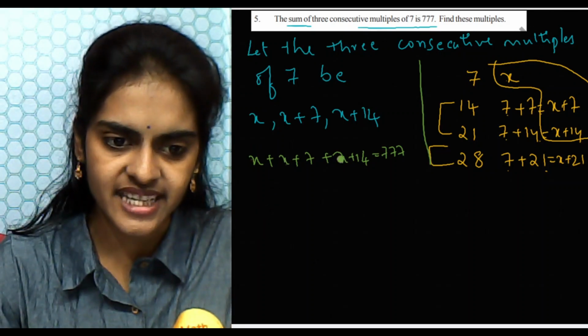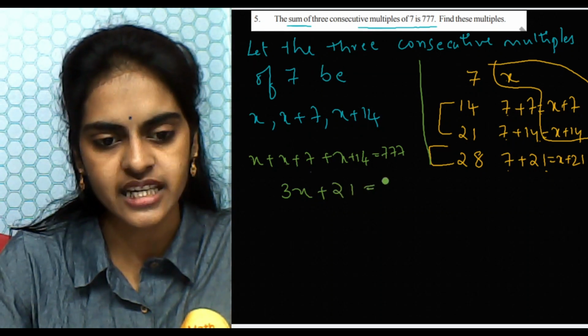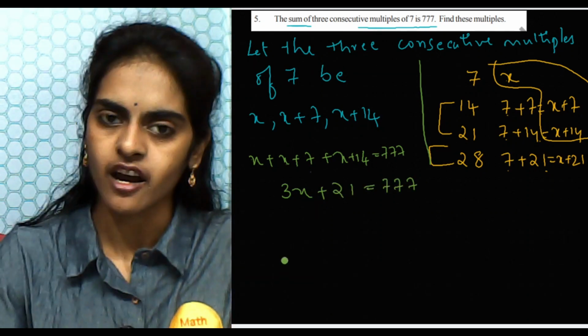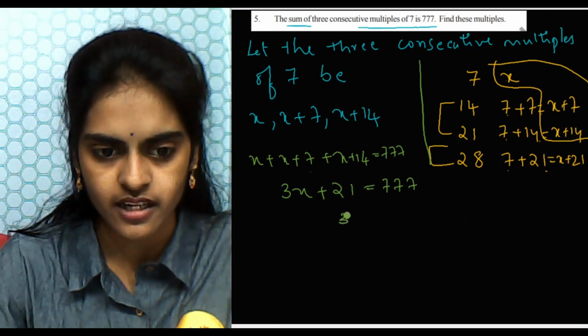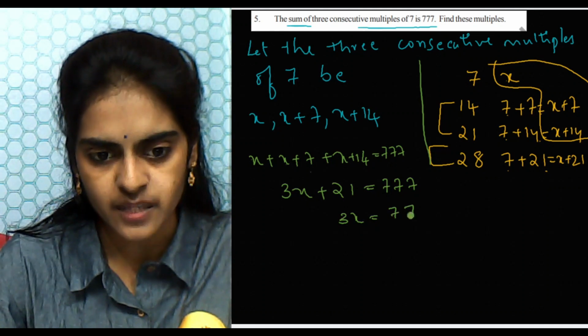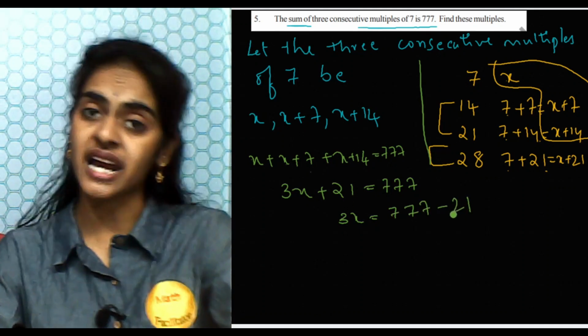So x plus x plus x is 3x, plus 7 plus 14 is 21, is equal to 777. Okay, now I want the value of x. So let me send this 21 to the other side first. So 3x is equal to 777 minus 21. This is plus 21, going to the other side becomes minus 21.